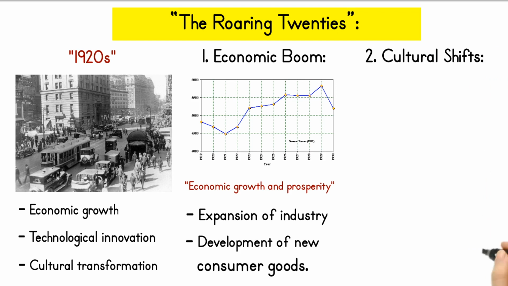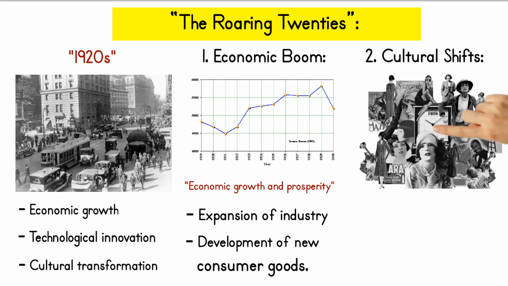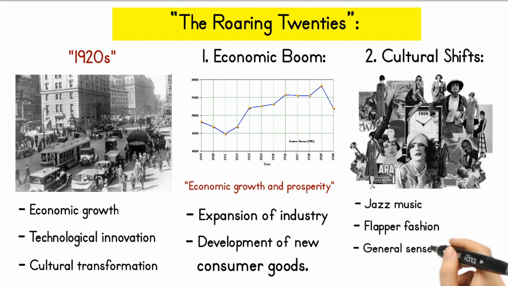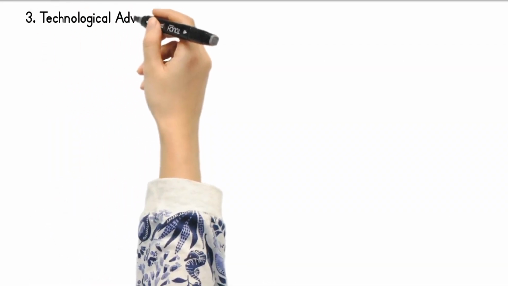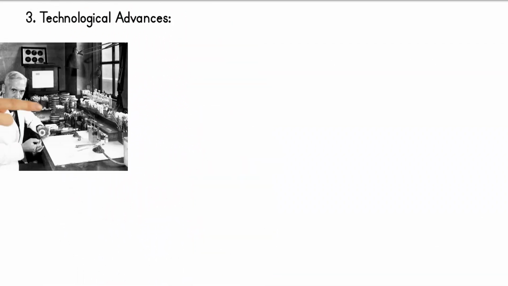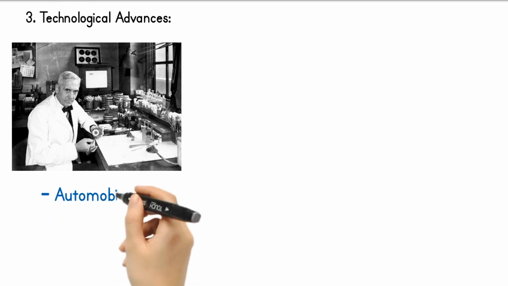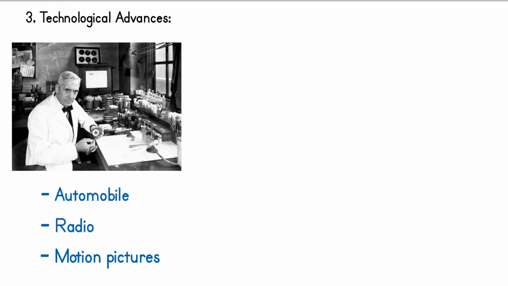Cultural shifts. The 1920s was a time of significant cultural transformation, marked by the rise of jazz music, flapper fashion, and a general sense of liberation and experimentation. Technological advances. The 1920s saw significant advances in technology, including the development of the automobile, radio, and motion pictures.